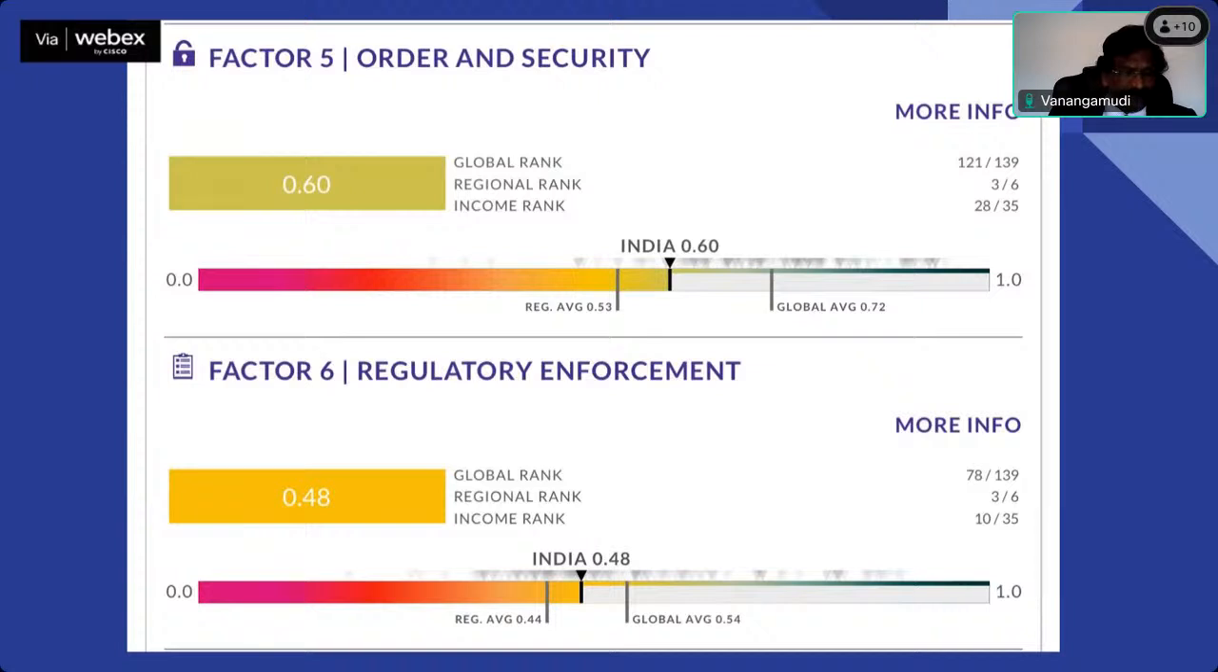And then the 6th one is regulatory enforcement. What is regulatory enforcement? As far as India is concerned, out of 139 countries, regulatory enforcement rank is 78. All the laws are good in letters, but in practice, they are not. They are not reaching. The score is 0.48. Regional rank out of 6 is 3rd. Income rank out of 35 is 10. So this is the position of regulatory enforcement. Then the 7th one is, please move on to the next one.